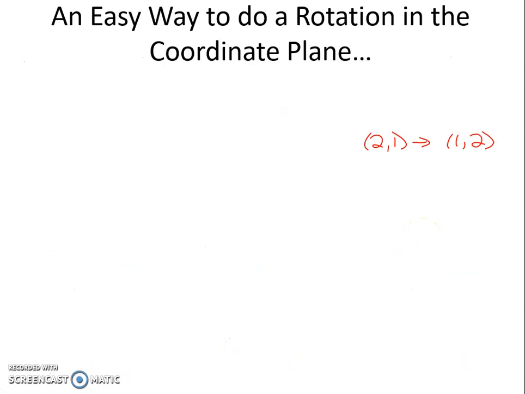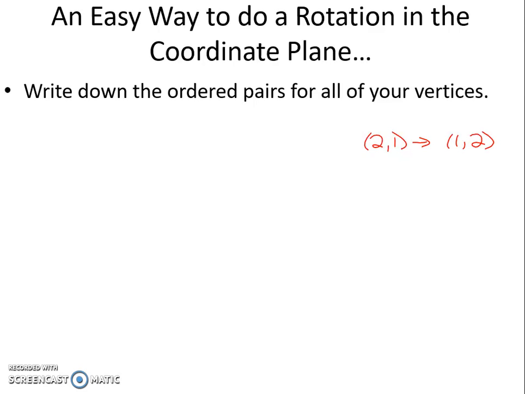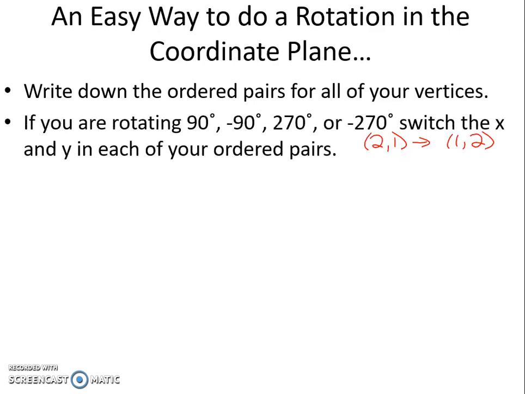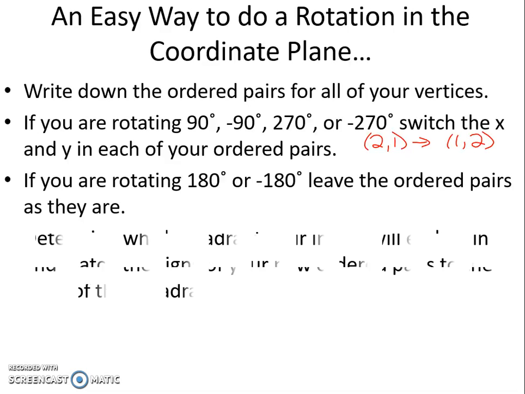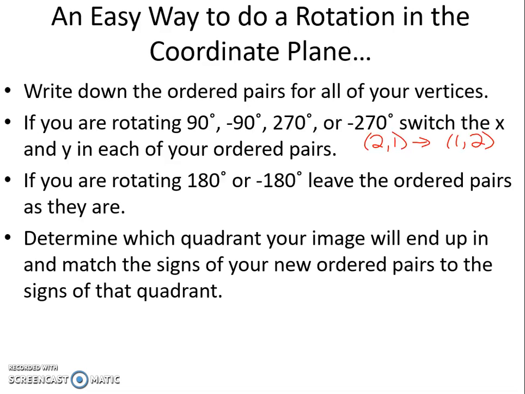So an easy way to do rotation in the coordinate plane: write down the ordered pairs for all your vertices. If you're rotating 90 or negative 90, 270 or negative 270, switch the X and Y in each of your ordered pairs. So if you have 2, 1, you write 1, 2. If you're rotating 180 or negative 180, leave the ordered pairs as they are. Determine which quadrant your image will end up in and match the signs of your new ordered pairs to the signs of that quadrant. Plot your new ordered pairs.